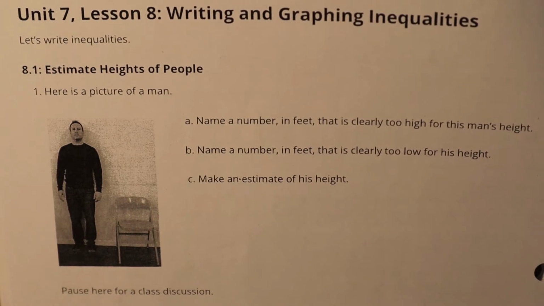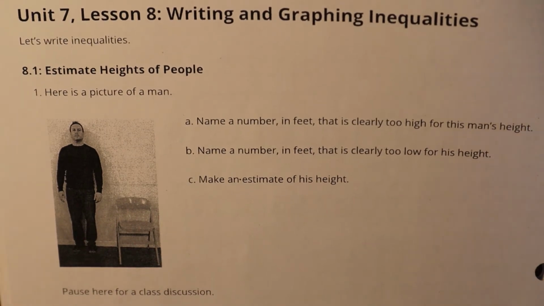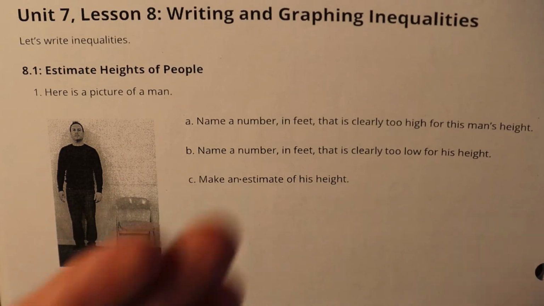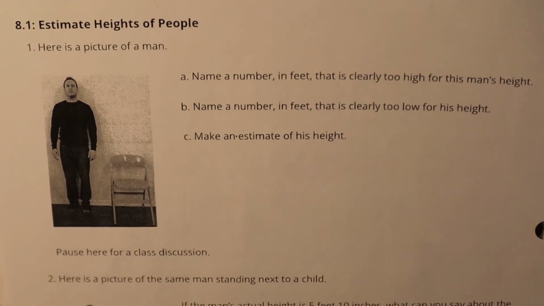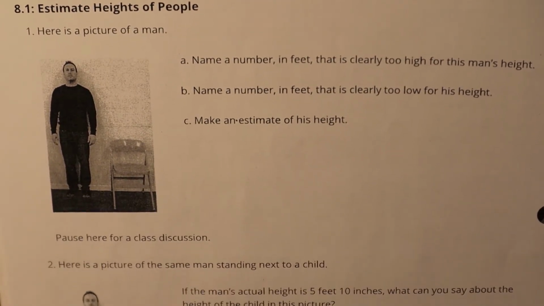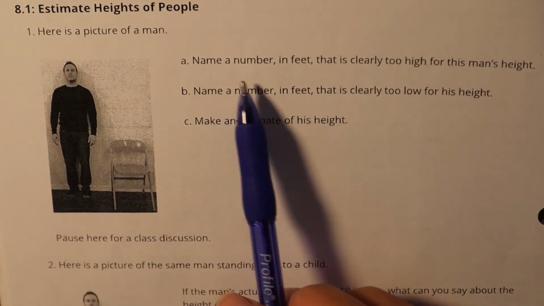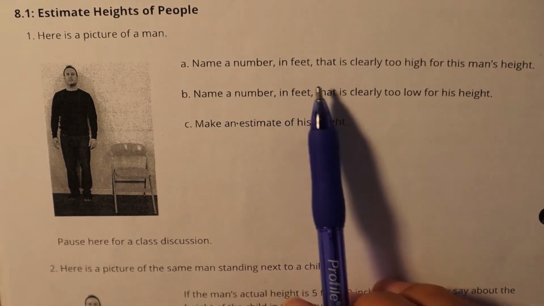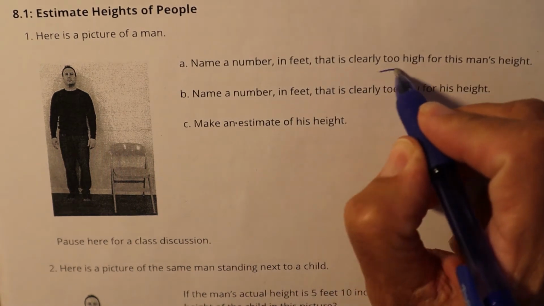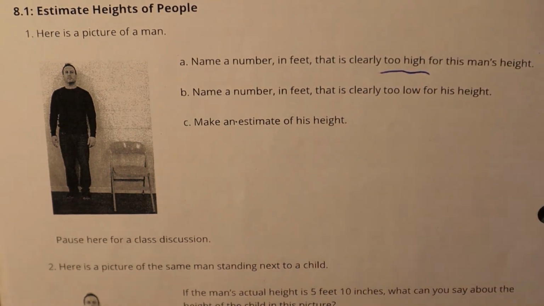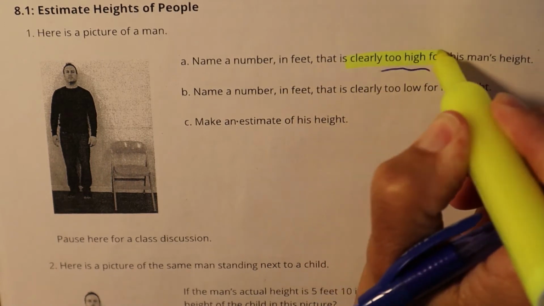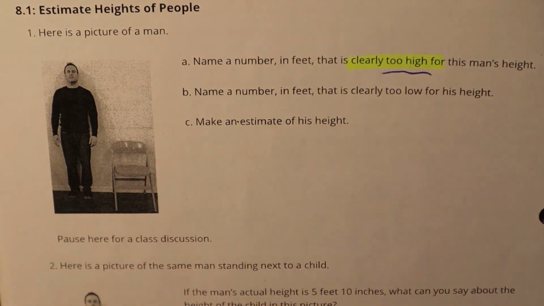So a quick little warm-up, since we aren't doing our normal warm-ups. We're going to do the warm-up provided in today's lesson. We're going to estimate heights of people. Here's a picture of a man. It wants us to name a number in feet that is clearly too high, so that's what we're going to focus on. A number that is clearly too high for this man's height.